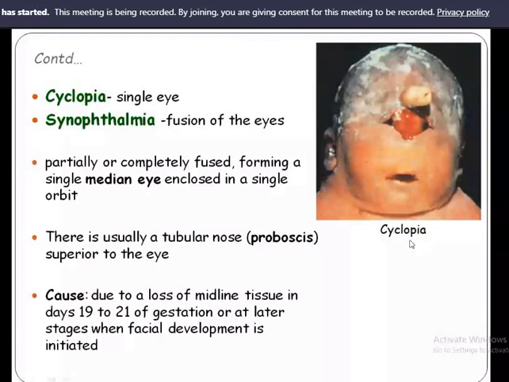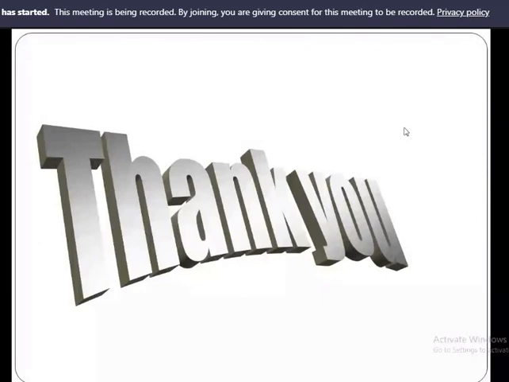So this is all about today's class, development of the eye. If you have any questions, you can ask me. The main thing to remember is the development of the retina, sclera, cornea, choroid, and lens formation. And you have to remember those defects as well, as they may come in your MCQ. If you have any queries or questions, you can ask me.